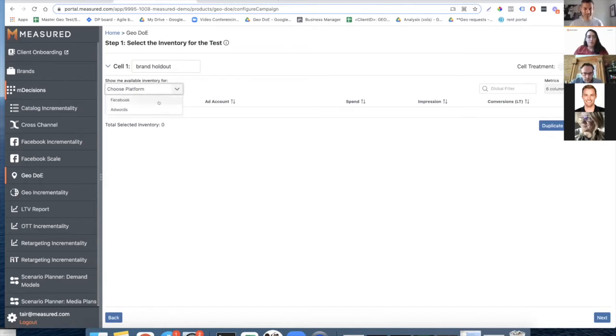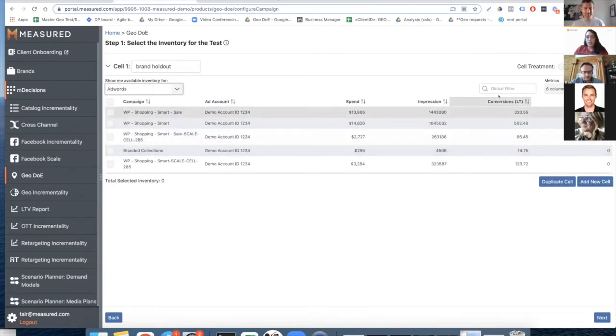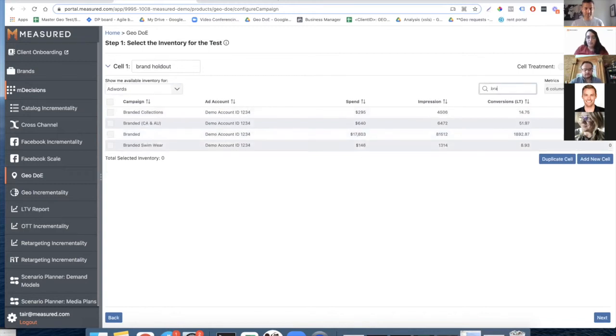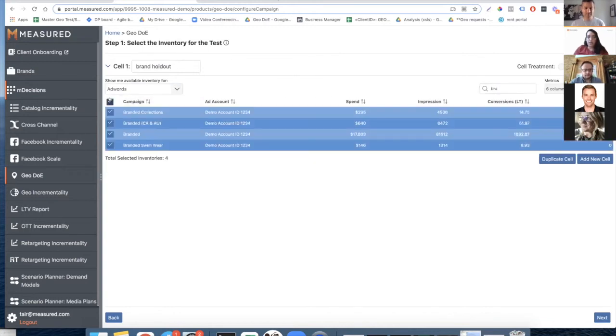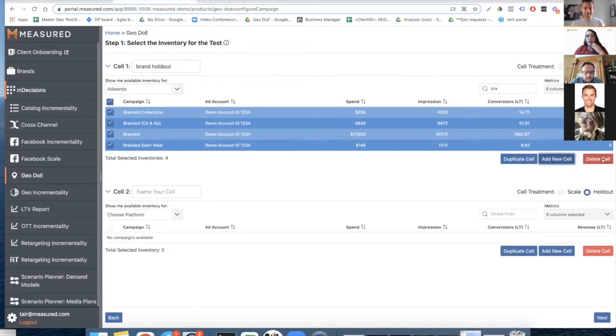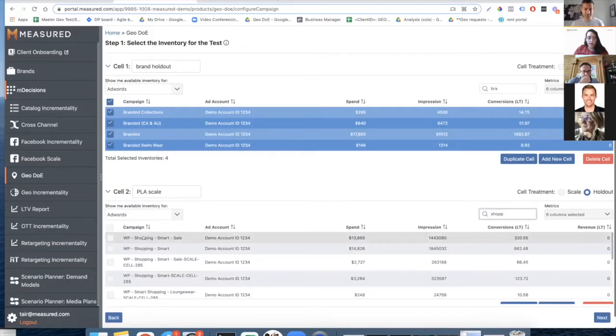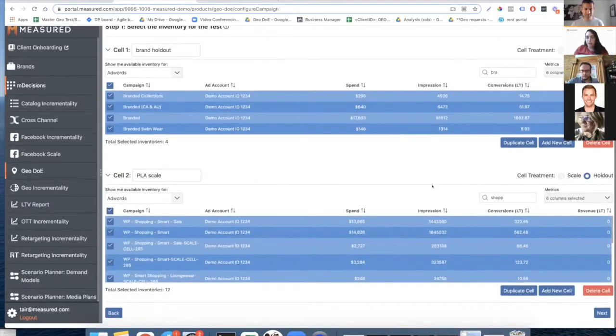I'm going to choose my platform, and this is connected to your ad account. And I'm just going to filter, and I'm going to select all my brand campaigns, and I'll add a new cell. And this one, the second business question was, can I scale into shopping, right? So this is going to be PLA scale. Oh wait, I have to select my platform, obviously. And it's already shopping. All right. These are my 2 cells.